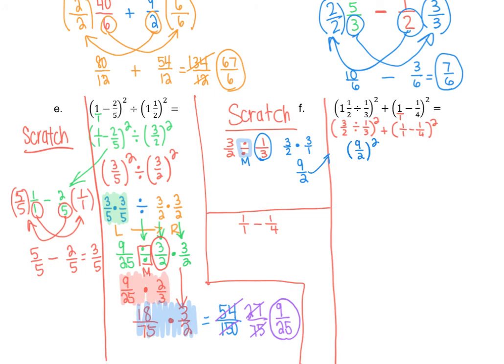Now I can really rewrite that. Remember, 9 over 2 times 9 over 2, because 9 over 2 squared is 9 over 2 times 9 over 2. 9 over 2 squared is 9 over 2 times itself.